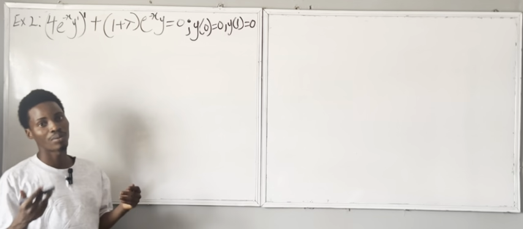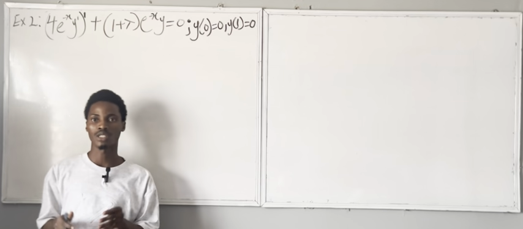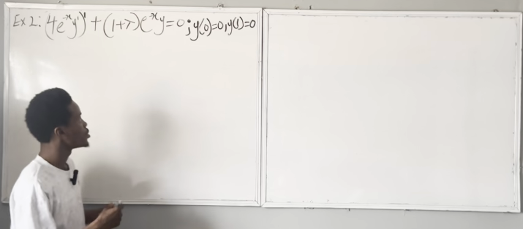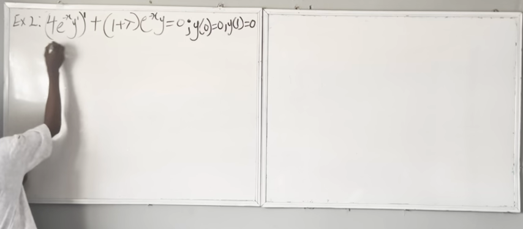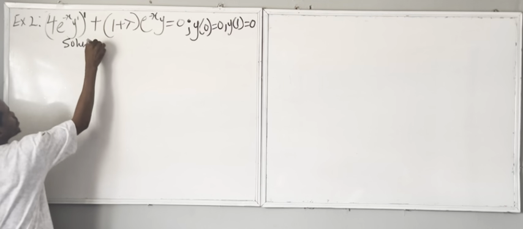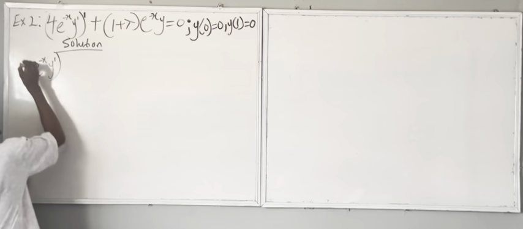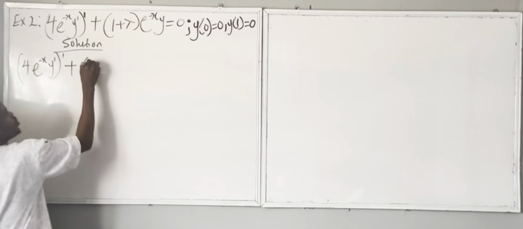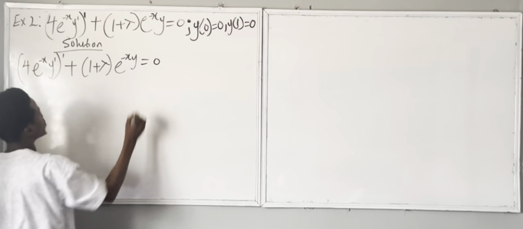Our first case is when lambda is equal to 0. Second case is when lambda is less than 0. While the third case is when lambda is greater than 0. So in this case, what do we have here? We have the solution to this. We have 4 exponential minus x y prime, plus y, plus 1 plus lambda, then exponential minus x y is equal to 0.